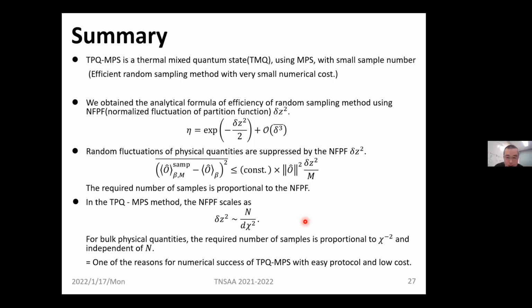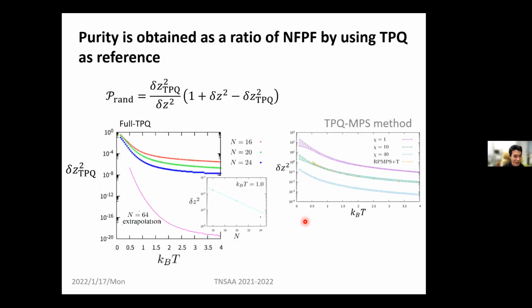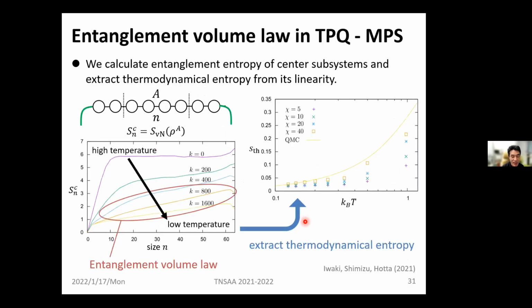Is there any other question or comment? Okay, Harada-san, please. I have a question about the entanglement volume law. Is there the limit of entanglement in the TPQ-MPS states? And is it related to the virtual bond dimension in this MPS representation?